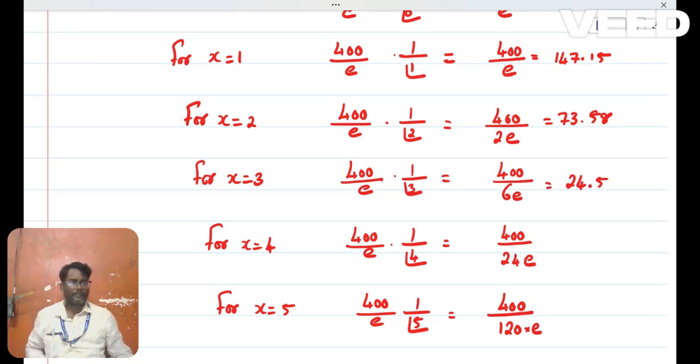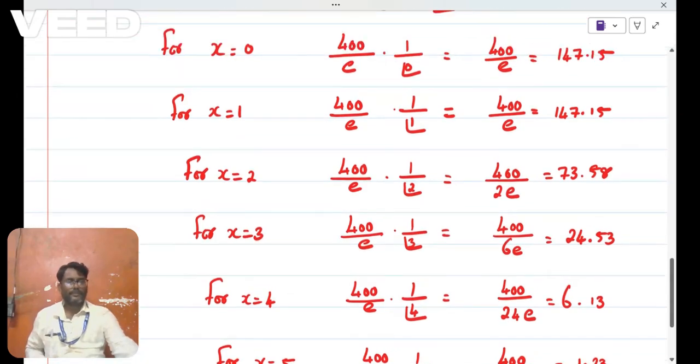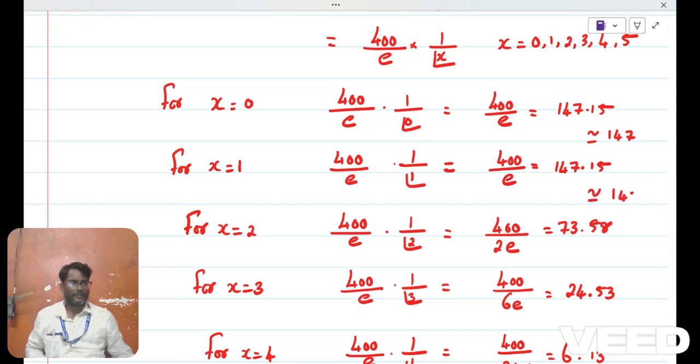By 3. Again, if you divide it by 4, you will get for x equal to 4, that is 6.13. If you divide it by 5, you will get the value for x equal to 5, that is 1.23. Next, we have to round up the values. So, for x equal to 0, we'll round it up to 147. Again, for x equal to 1, also the same, 147.